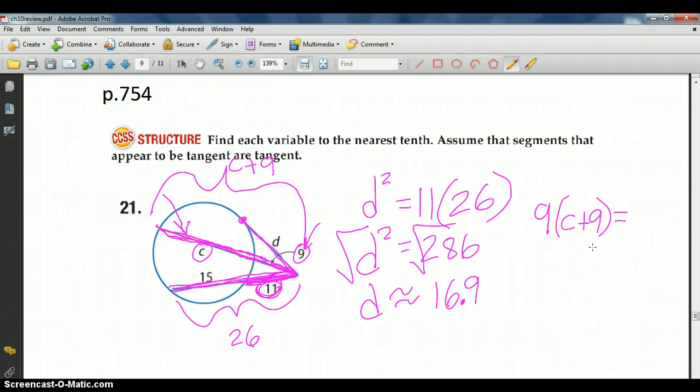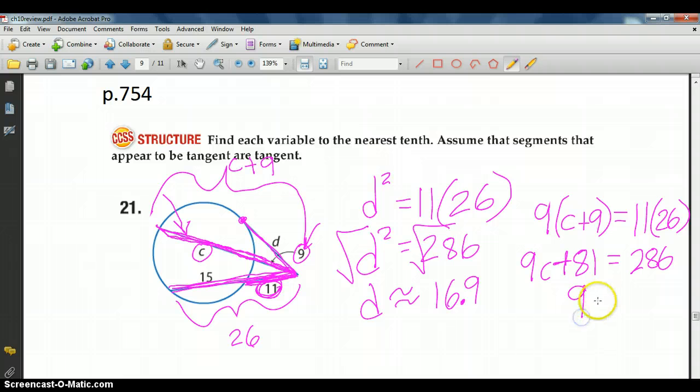And we need something to set it equal to. So we can set it equal to the parts of this other secant, just like we did in the last problem. Take the outer part times the whole thing. Which I know is 286. And I distribute on the other side. And I subtract 81 from both sides. And I divide both sides by 9. And I get 22.8. So C is approximately 22.8.